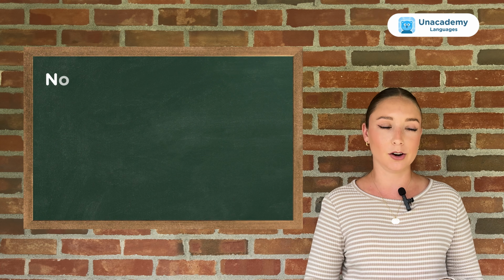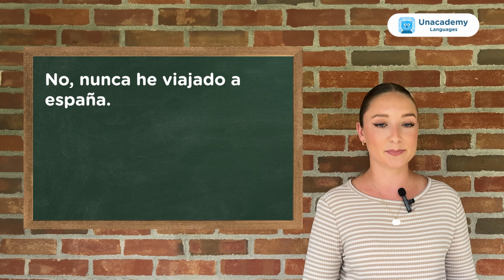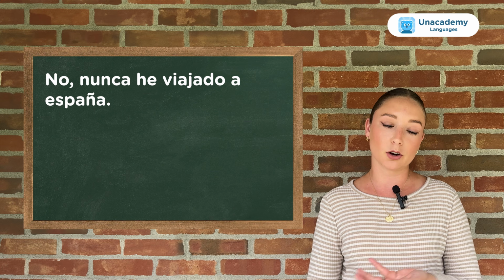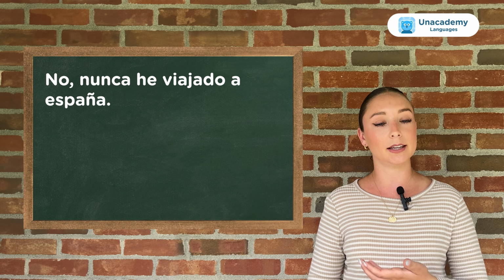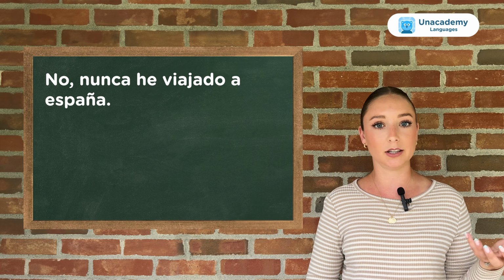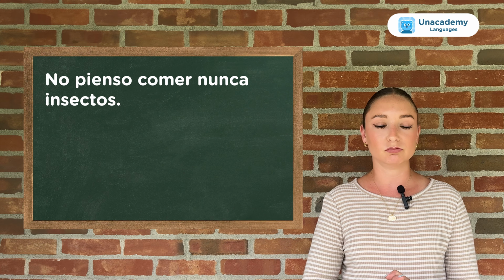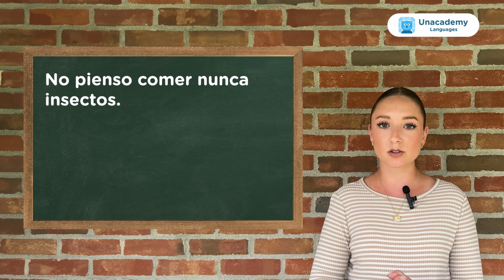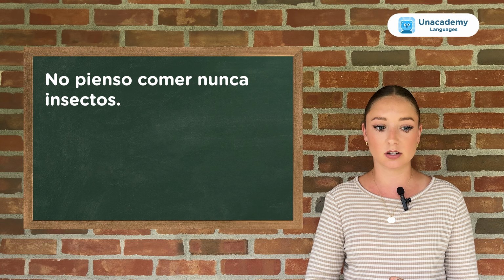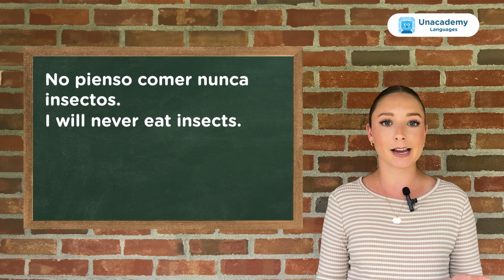But you could also say, no, nunca he viajado a España. So the nunca can either go right before the verb or it can go directly after the verb. But you need the no in there at the front. So I could say, no pienso comer nunca insectos. I will never eat an insect.